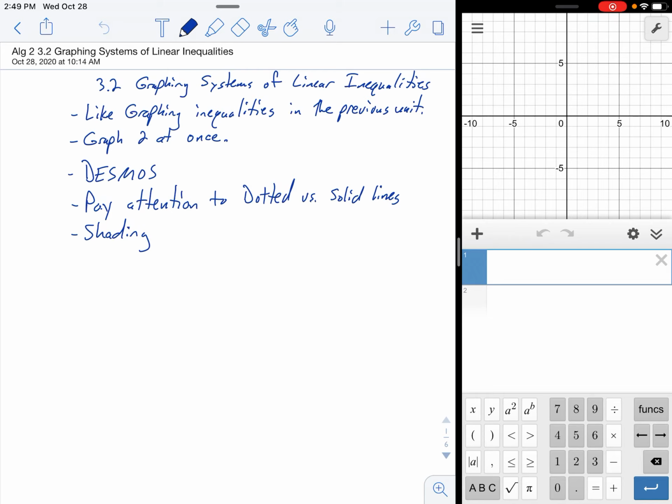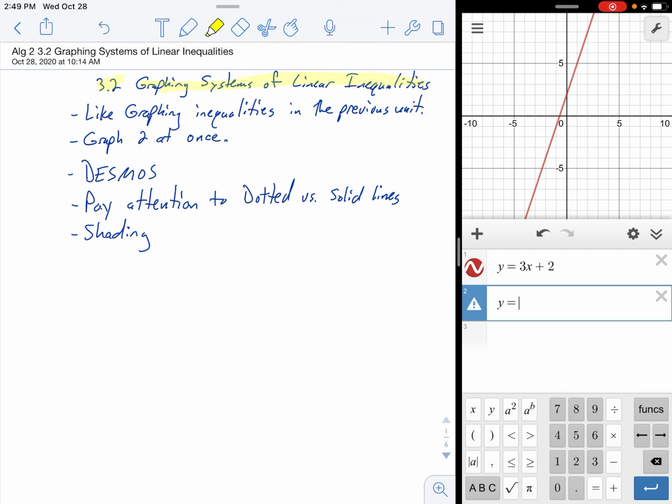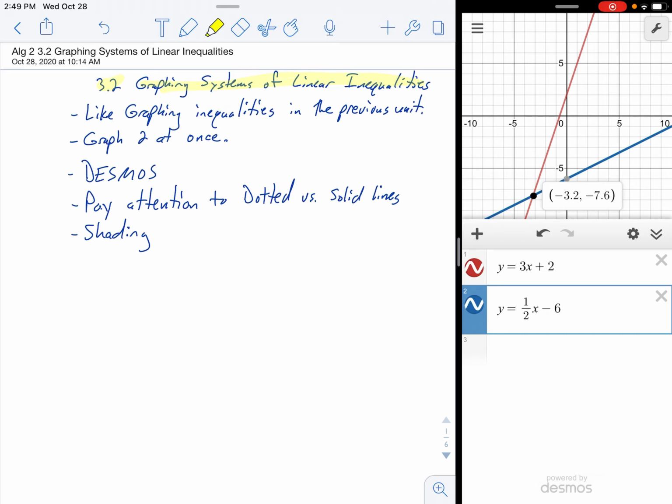All right, this last topic, we're finally into 3.2, and this time it's systems of linear inequalities. So systems of equations where you graph 2 lines like y equals 3x plus 2, and then maybe y equals 1 half x minus 6. And then you find the point where they cross, and then that's your solution. Okay, I picked a random one, it gave me decimals, whatever.